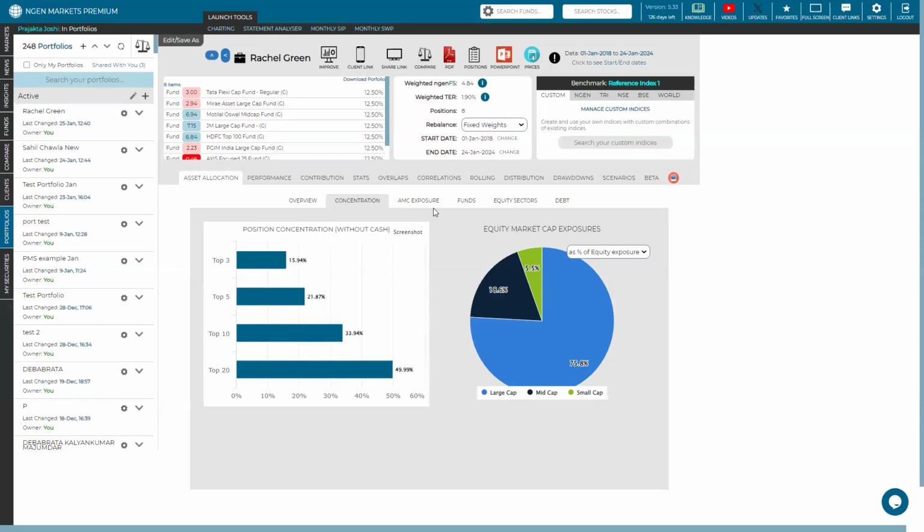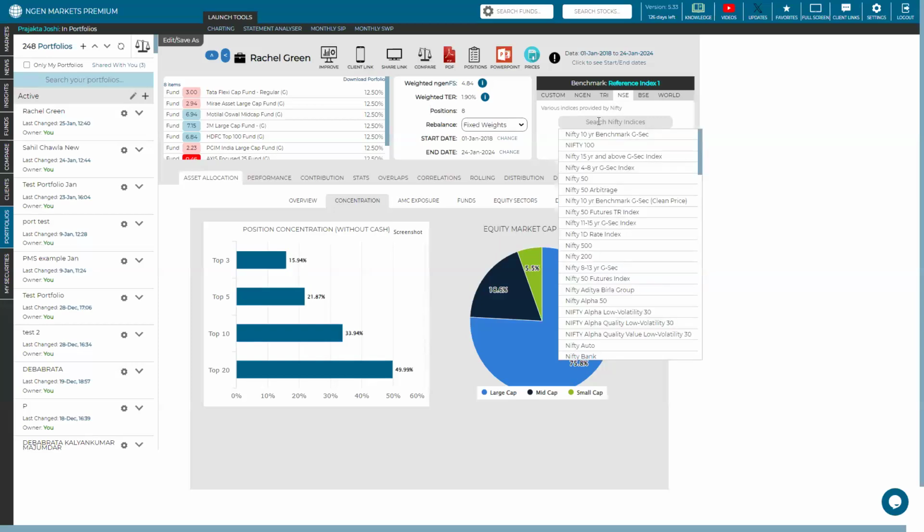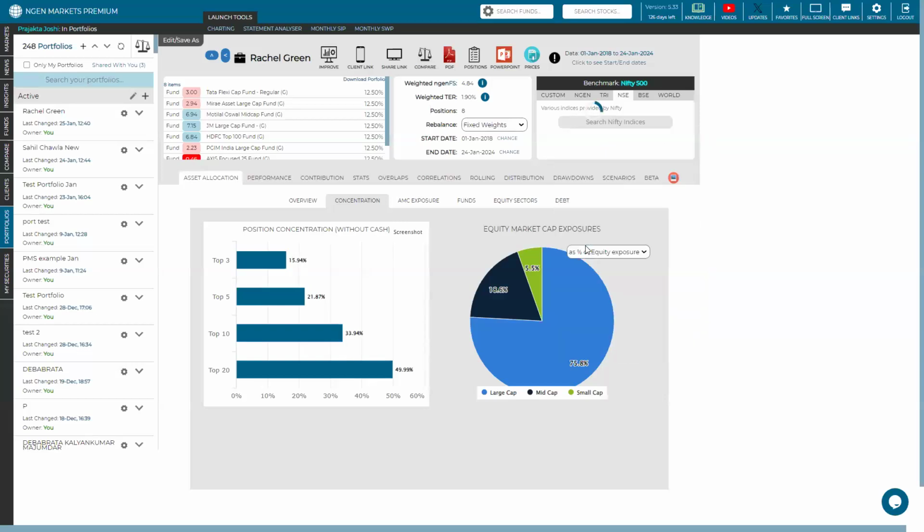This is bound to change when we go ahead in time, and then you'll have to keep on updating those benchmarks. Alternatively, what you can also do is choose from one of the other benchmarks. So for example, if you want to simply benchmark this portfolio against a Nifty 500, that is something that you can typically do. You simply go from here, NGEN to NSE tab. Here you will get all the available indices to choose from NSE, and then you can typically choose Nifty 500. So this option is also there.